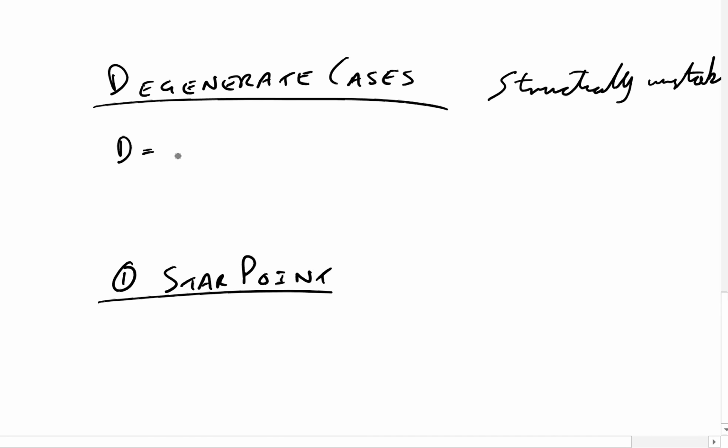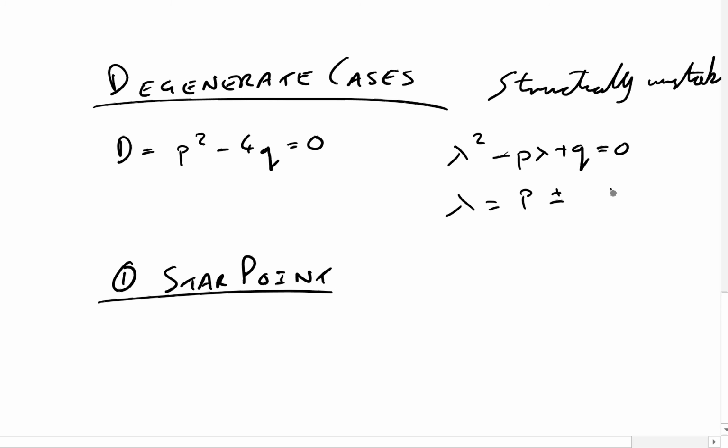So the discriminant, which is given by p squared minus 4q, is equal to 0. If you remember the quadratic we got from the eigenvalues of the coefficient matrix, lambda squared minus p lambda plus q equals 0, and we plug this into the quadratic formula, lambda equals p plus or minus the square root of 0, because that's our discriminant, over 2. So our eigenvalues are going to be p over 2.